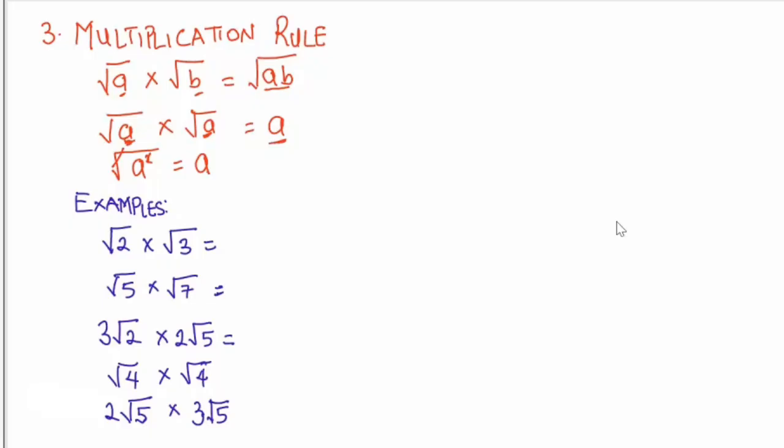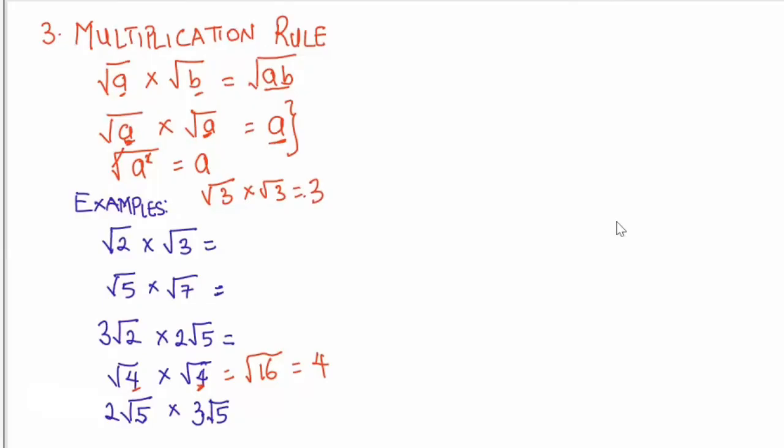Now let's take a look at this fourth example. We have root 4 times root 4. So I can explain this particular rule. Root 4 times root 4 is just like taking a single root, and then 4 times 4 gives us 16. And the square root of 16 is equal to 4. So without wasting time, if you have an example like root 3 times root 3 in an exam, without solving or even thinking too much, your answer is definitely 3.